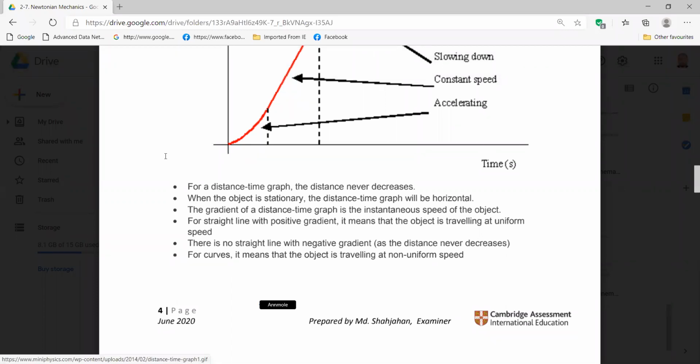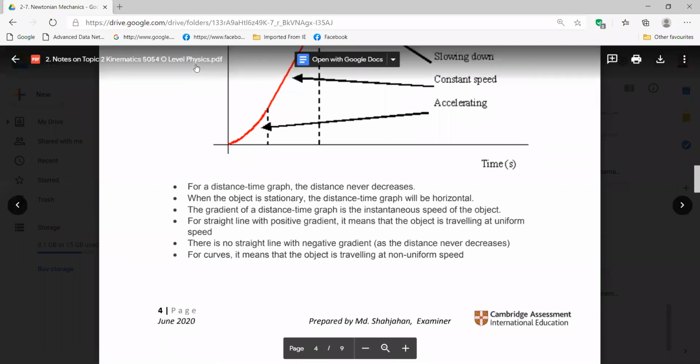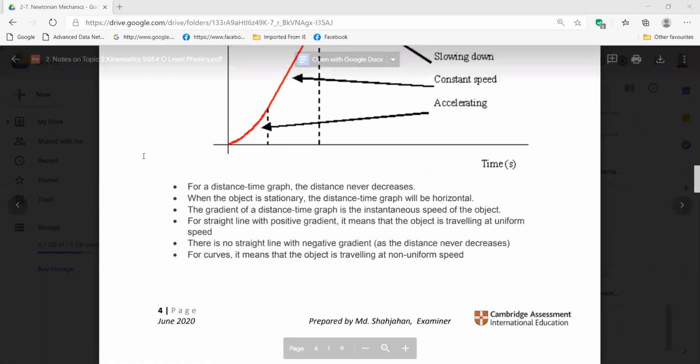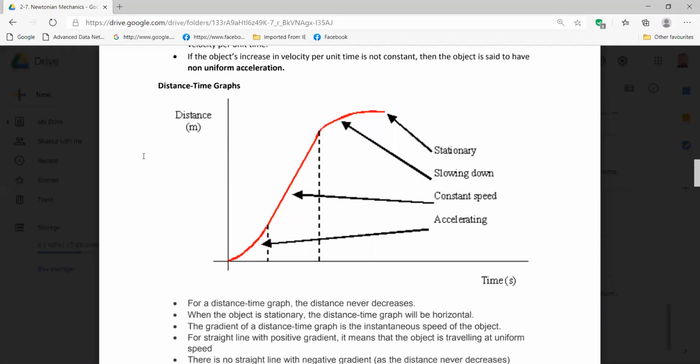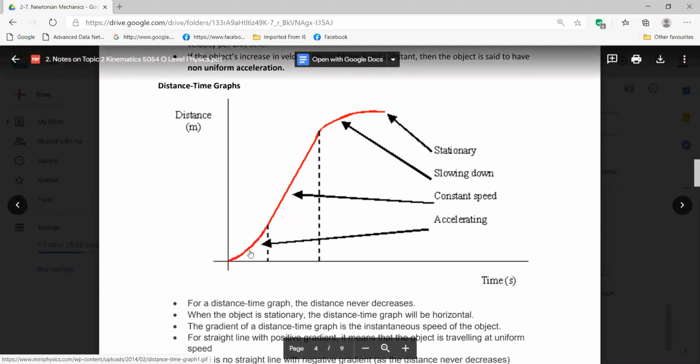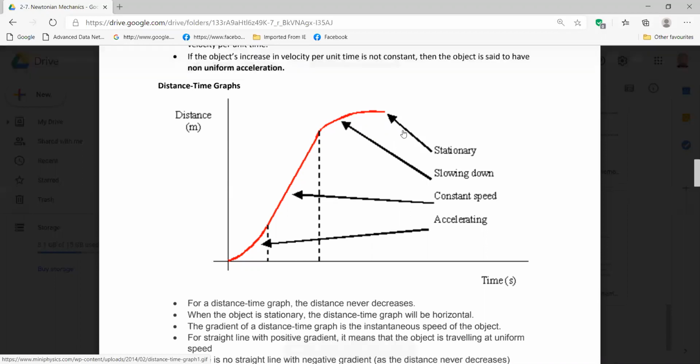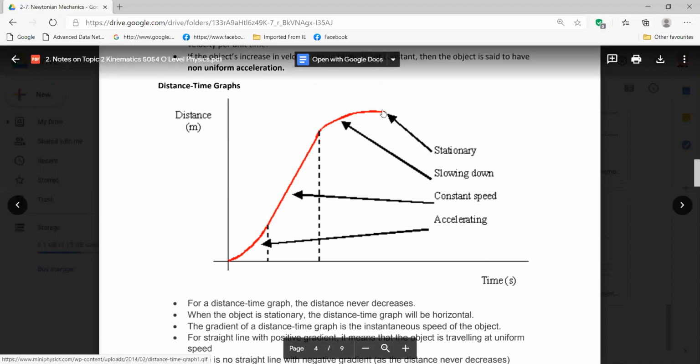This one is not a speed time graph. The graph shown here, this one, is a distance time graph. Okay, so this graph is showing you acceleration, constant speed, slowing down, and stationary. Stationary means the object is at rest.